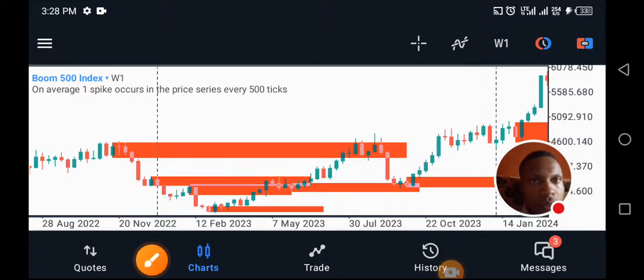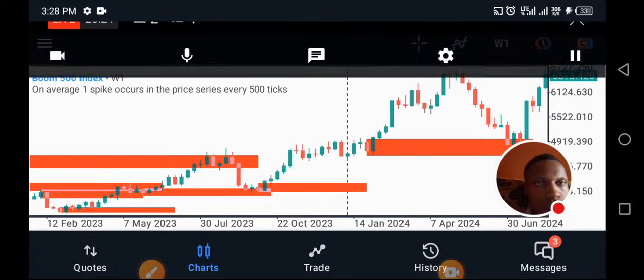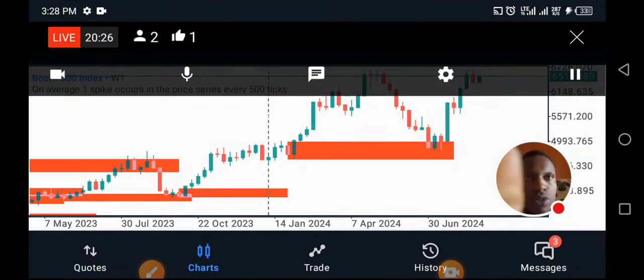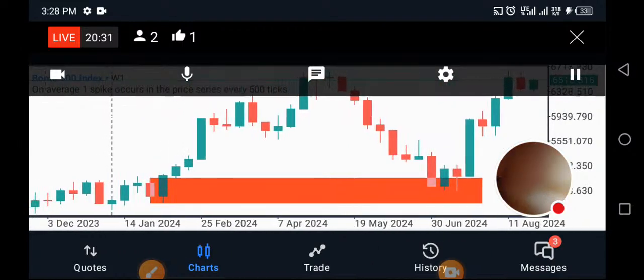So how do we make use of this order block? How do we make use of this order block, guys? Because the most important thing about order blocks is to know how to make use of them on your chart.